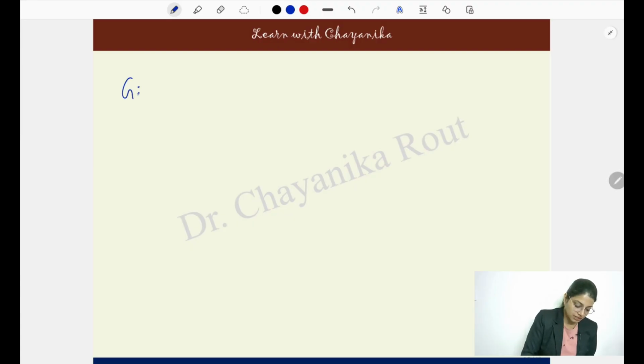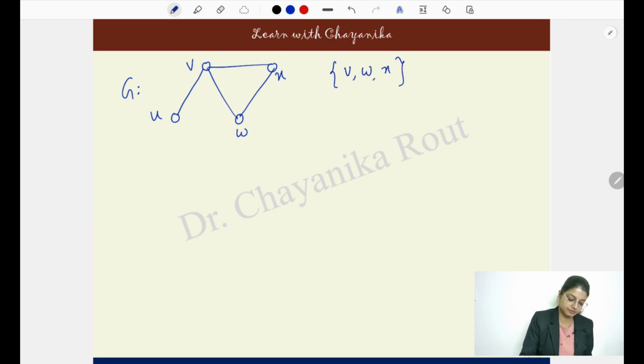So if we see the same graphs, I'll just mention the clique number for each graph. If you remember, in this graph, the maximum clique was VWX and the cardinality is 3.